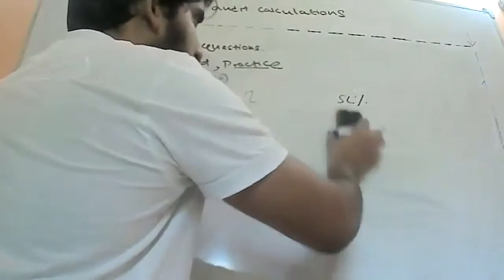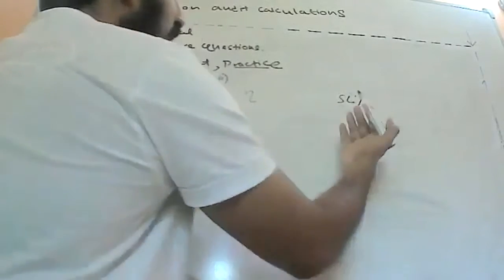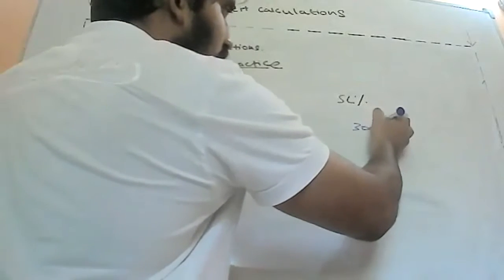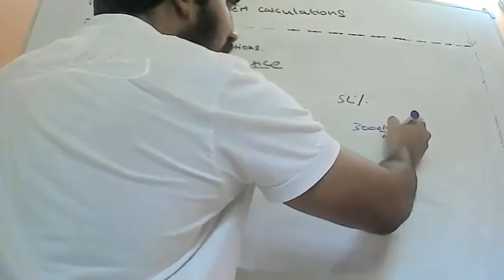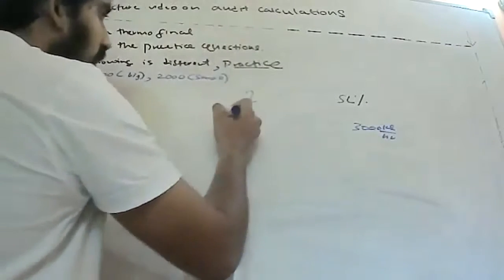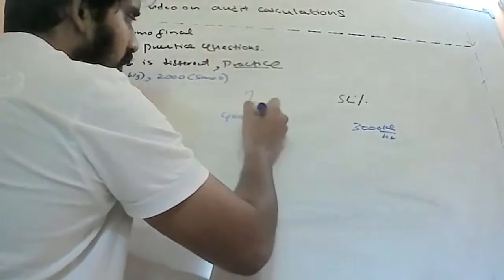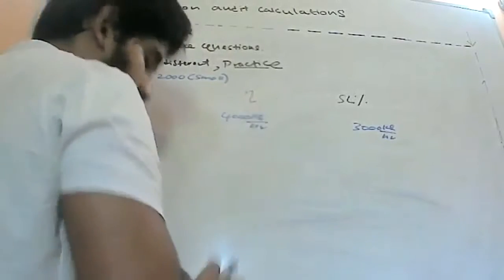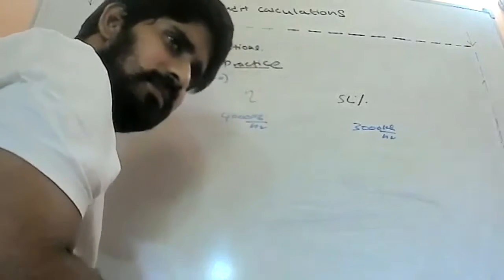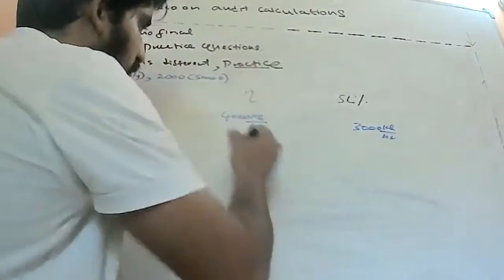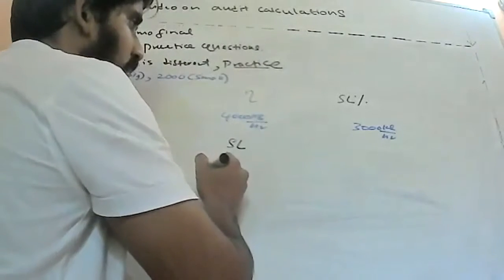Now this is the case when the load is 3,000 kilograms per hour, and this is the case when the load is 4,000 kilograms per hour. And I told you the surface loss quantity is the same. So let's say SL, surface loss.